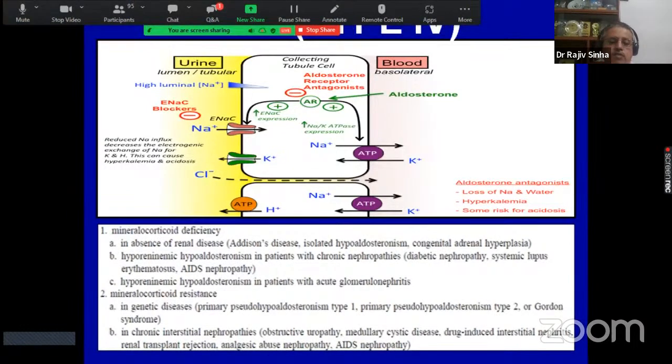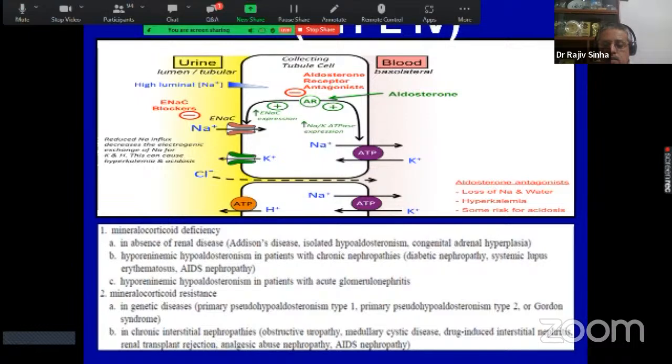And for mineralocorticoid resistance, the commonest that comes to your mind first is pseudohypoaldosteronism type 1. Why? Because the aldosterone is there, but there is a receptor problem. But more common are things like obstructive uropathy, medullary cystic disease, interstitial nephritis. In all of these there is a trans-receptor deficit, and there also the same thing happens: despite the presence of aldosterone, it fails to work, and it is unable to bring in the sodium and push out the potassium, and that results in the characteristic hallmark of low sodium and hypotension.